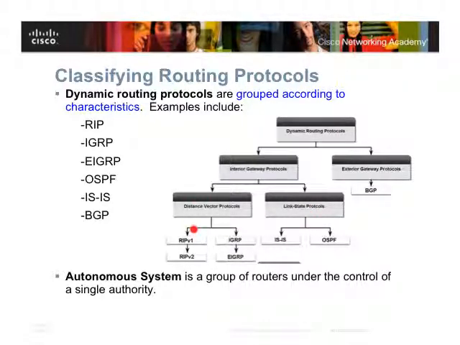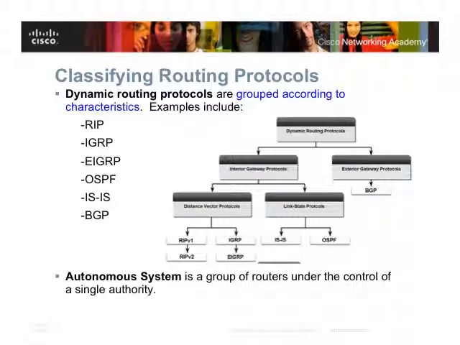Examples of distance vector routing protocols are RIP, either RIP version 1 or RIP version 2, and IGRP or EIGRP, and so on. For link state routing protocols, we have IS-IS or Open Shortest Path First, OSPF. For exterior gateway routing protocols, we have the Border Gateway Protocol. We'll talk about some of these protocols in detail in this part. Okay.